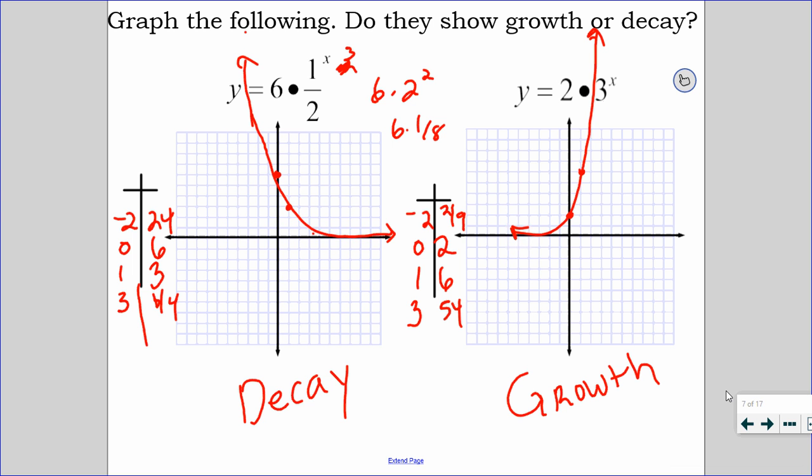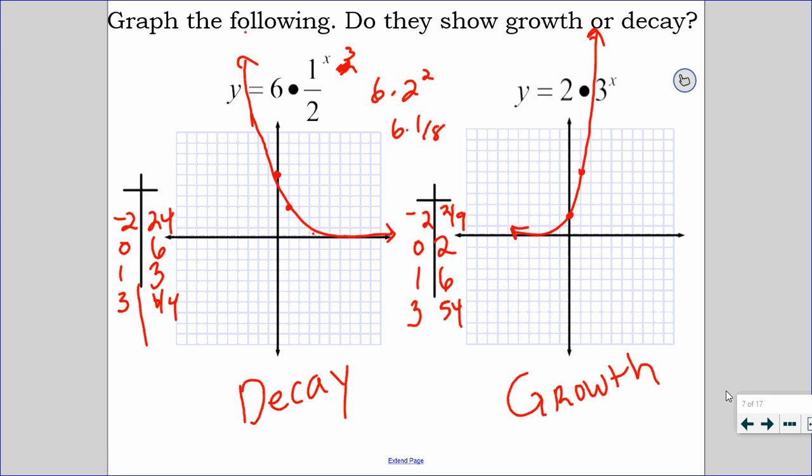Alright, so let's look at this last one, guys. Then we are going to do some going backwards, if I give you a table, get a function, and then we're going to do some word problems. And then we'll be done. Okay? Alright, so this last one, I filled in the last points.